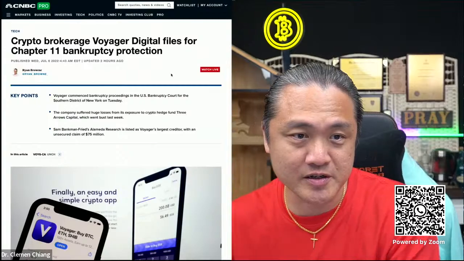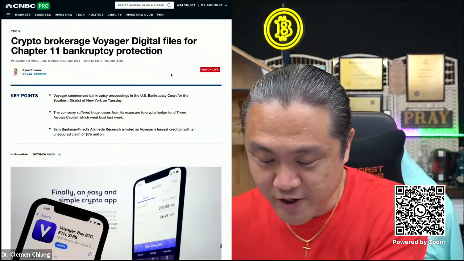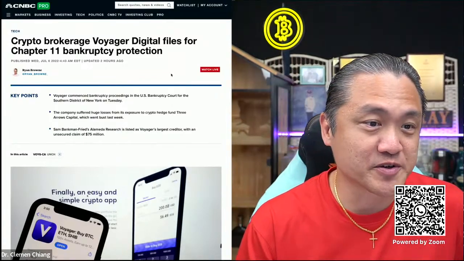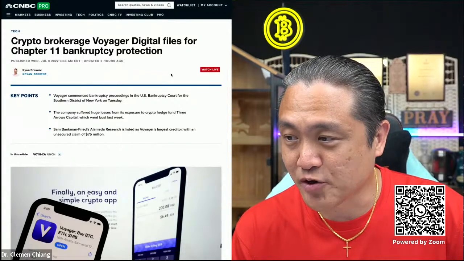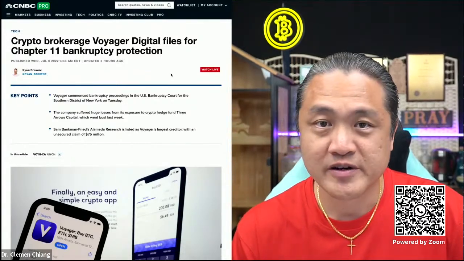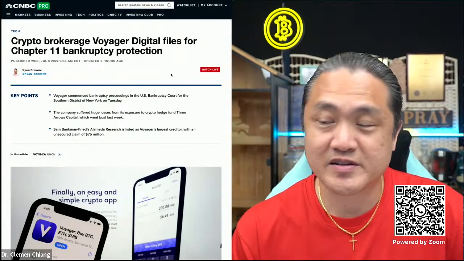Crypto brokerage Voyager Digital files for Chapter 11 bankruptcy protection. Now this follows after Three Arrows. Now one by one, the house of cards starts to tumble down.